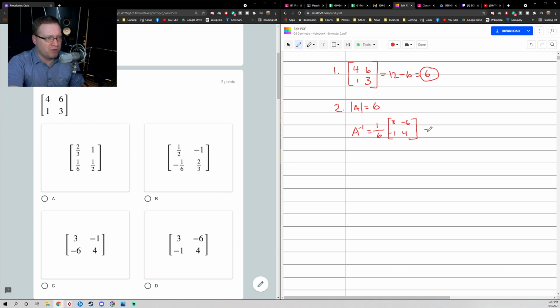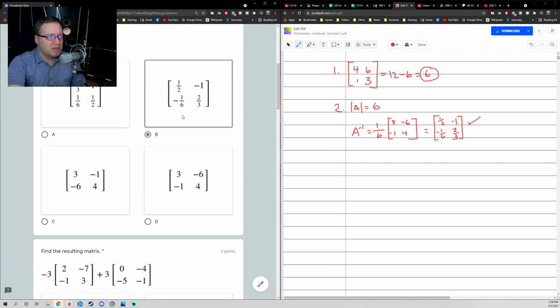Now, if we want to put it in a final matrix form, we just need to multiply everything in here by 1 over 6. So what's that going to finally look like? We're going to have 3 over 6. So this is going to be 1/2. Then -6 over 6, which is -1. Then down here, we're going to have -1 over 6. And then 4 over 6, which is 2 over 3. So this is our final answer. 1 over 2, -1, -1/6, 2/3, which is B. So B is our final answer.